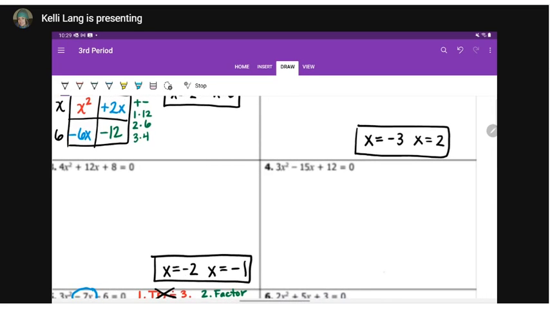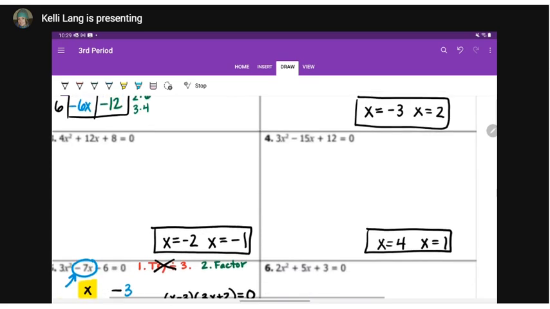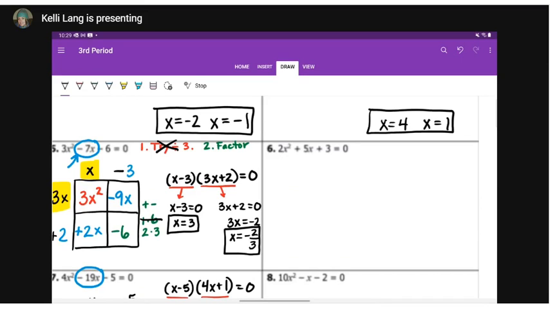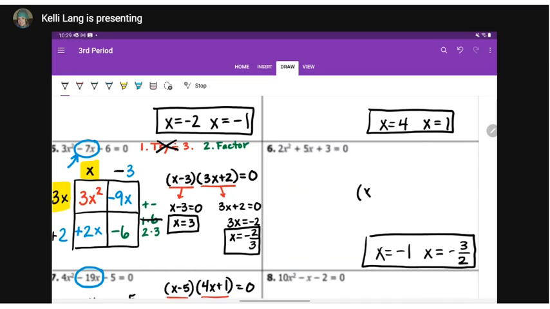For number 4, you should get x equals 4 and x equals 1. We already did number 5 together. Number 6 is x equals negative 1 and x equals negative 3 halves. I saw quite a few mistakes on this one with the factoring. Your factors should be x plus 1 and 2x plus 3.